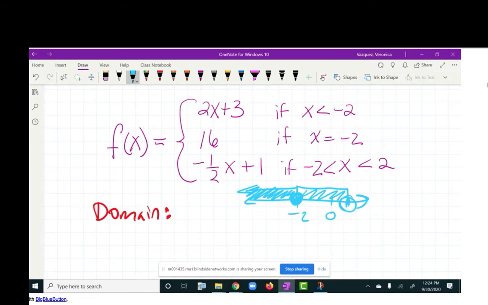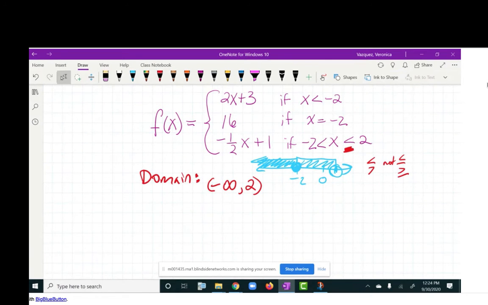So our domain, in interval notation, goes from negative infinity up to positive 2. Negative infinity is not included because it's never included. And this is less than, not less than or equal to, so this is also going to be a soft parenthesis there. So that's our domain. Okay, that was pretty easy.